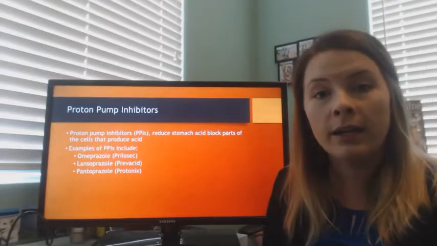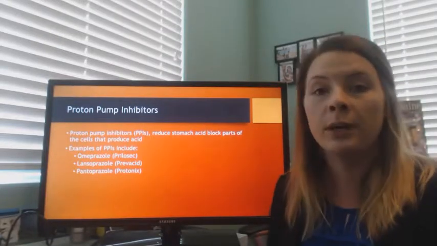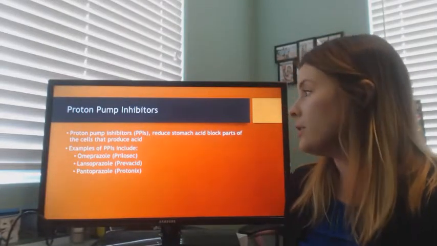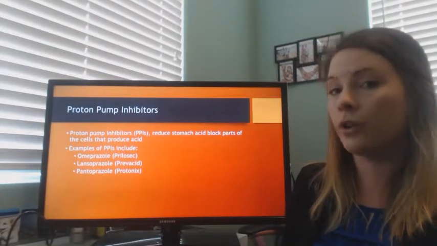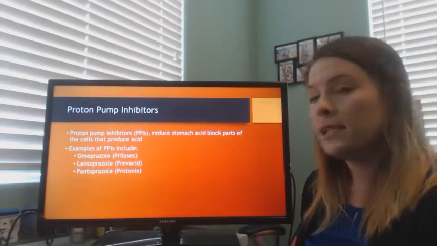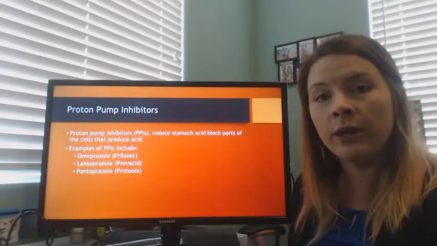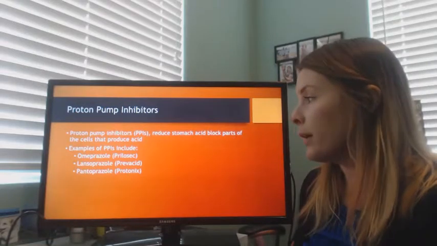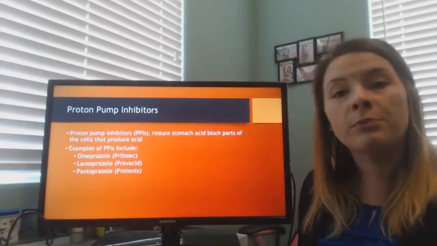The second class of medications that we see prescribed for peptic ulcer disease includes proton pump inhibitors. These are also known as PPIs, and they reduce stomach acid during the digestion process. Some examples of PPIs include omeprazole, also known as Prilosec, lansoprazole, also known as Prevacid, and pantoprazole, also known as Protonix.